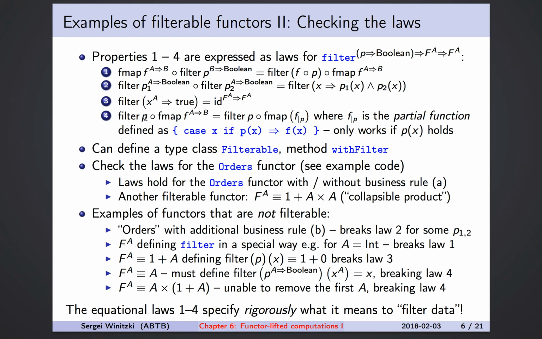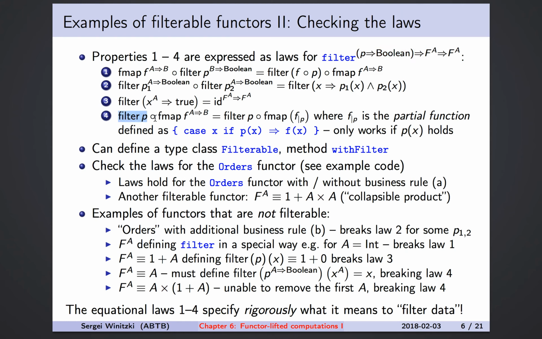So the filter guarantees, however, that all further computations will never see such x for which p of x does not hold. And so therefore, it should be safe for us to use that partial function here after the filter. So the filter transforms fa to fa. Look at this type signature again. Filter p, so we put the first argument, and the result is a function from fa to fa.